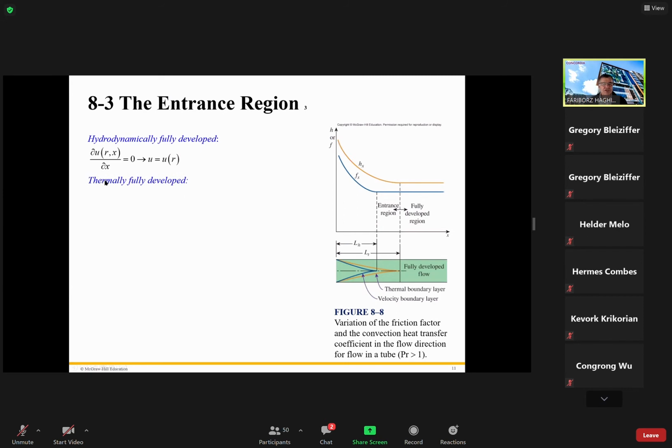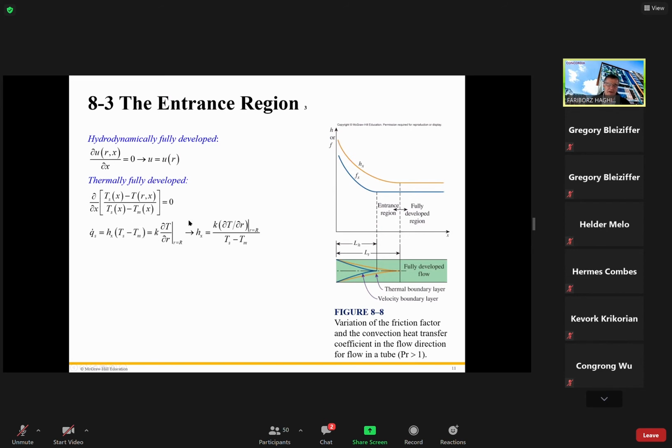When we mention thermally fully developed, unfortunately, we don't have a mathematical expression here, but we use this term to say that the temperature is a function of x and r before, and after that, the temperature profile remains constant. But usually what we do here, we use this term to define that the velocity is fully developed, is not a function of x, and the temperature is not a function of x, again, the same.